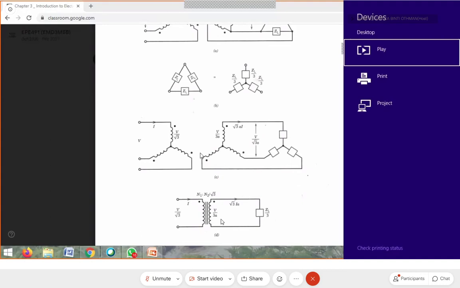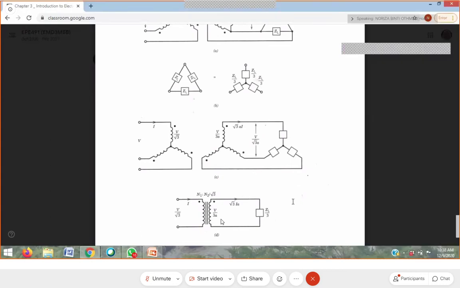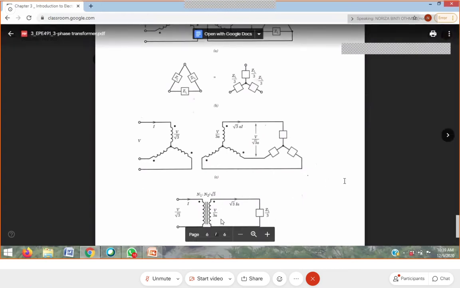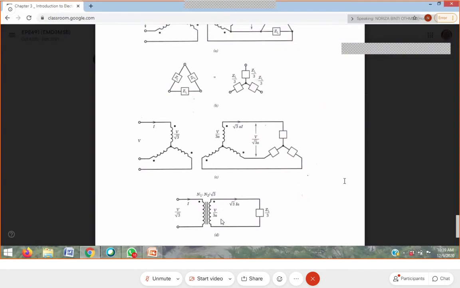Okay. Tapi kita tak ada buat analysis lah untuk this topic. Kita just tengok the type of connection sahaja. Okay tak?